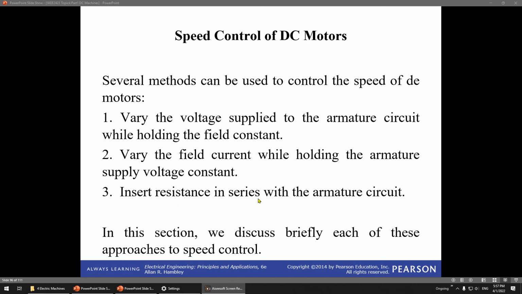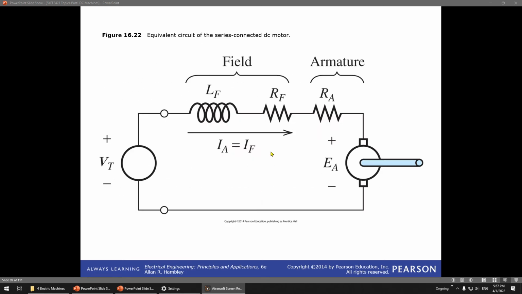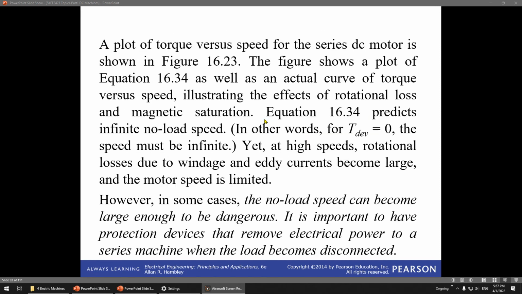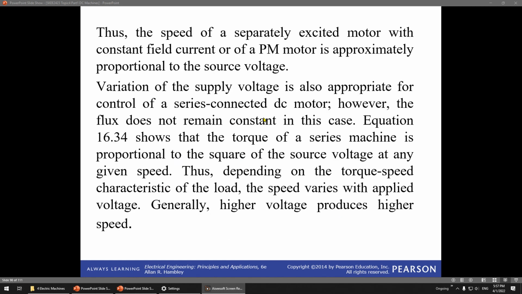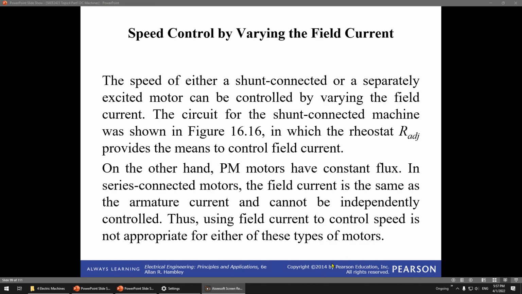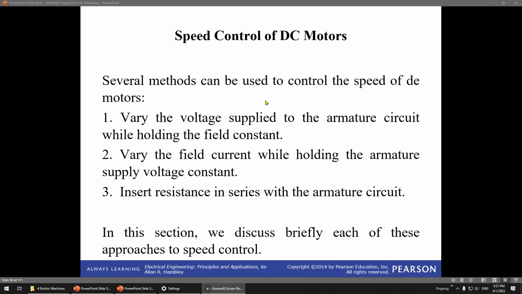So this one is parallel. Remember, you have R adjust. This one, R adjust. You insert the resistance to control the speed. So these are the three ways to control the speed of a DC motor.